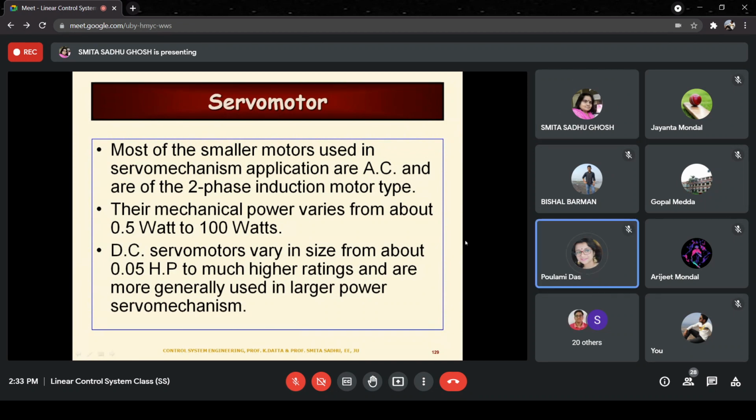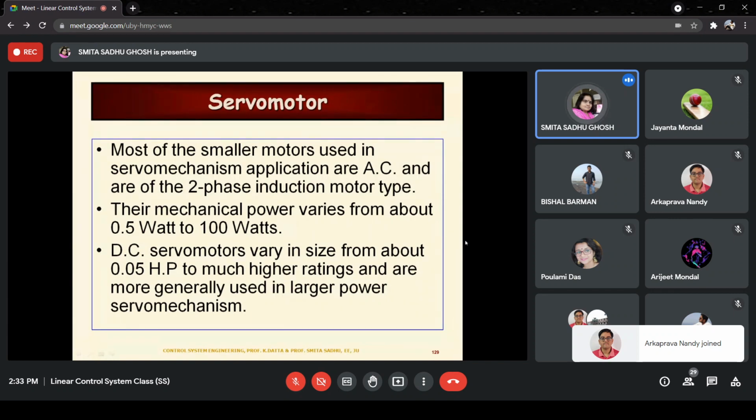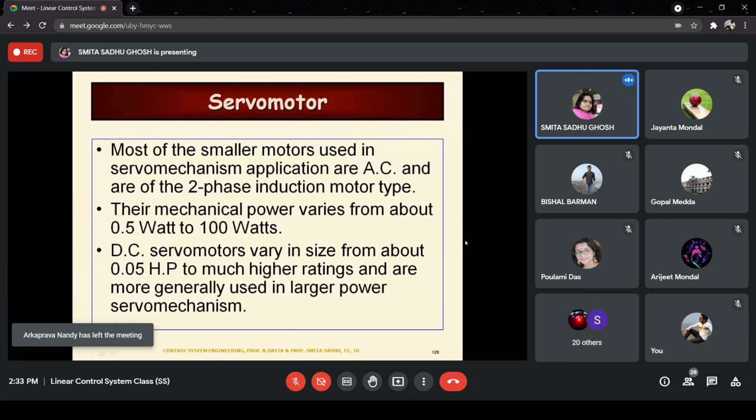Yes, ma'am. Right. So today, in the last class, we had done one control system component, which is often used for sensing the error in a system, that is an error detector. So potentiometers, which are used as error sensors, were discussed.